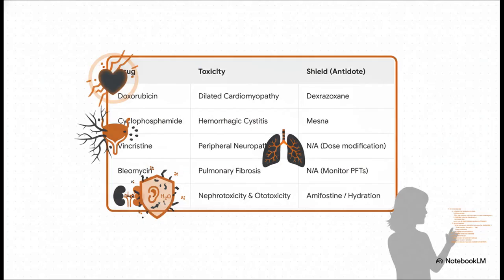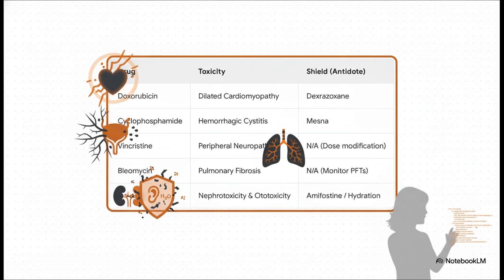This table is pure gold. You have to memorize these pairings. Doxorubicin, it shreds the heart muscle. You shield it with Dexrazoxane. Cyclophosphamide makes the bladder bleed. You protect it with Mesna. Vincristine attacks the nerves, causing a neuropathy that might never go away.